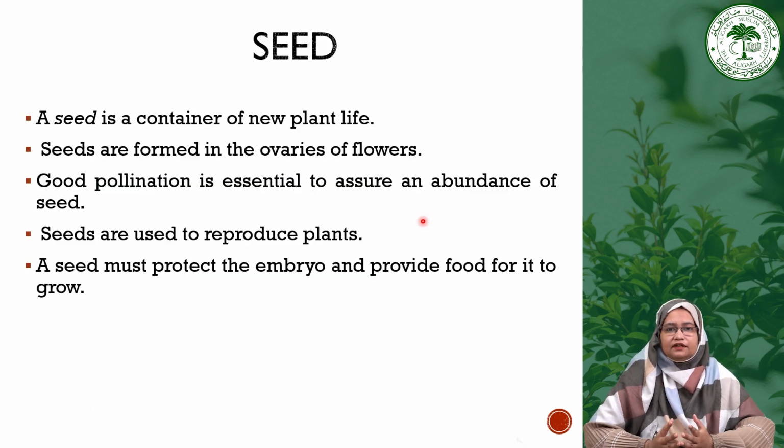Now moving towards the next floral part, that is the seed. Seed is a container of new plant life. As I have told you earlier, seed acts as a new plant life because after the germination of the seed, it can grow into the whole plant. So seeds are formed inside the ovaries of the flower and they develop from the ovules. After pollination, there is a formation of a zygote by the fusion of the egg and the pollen grain, and by this fusion, there is a formation of the seed.